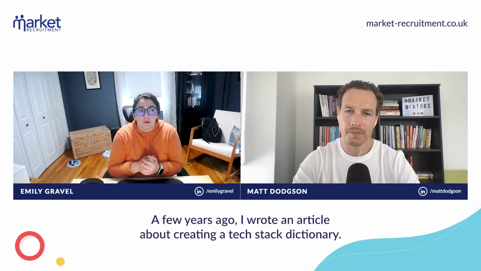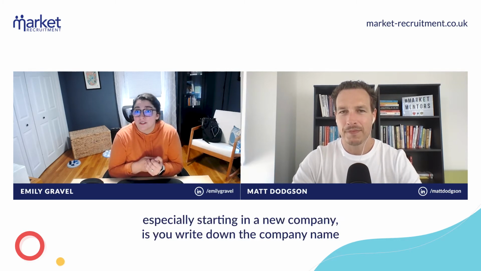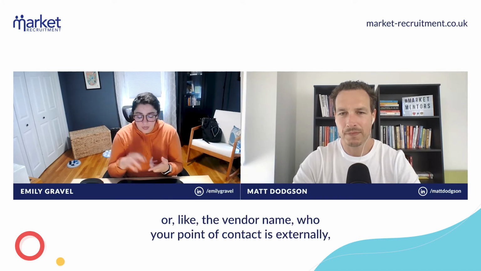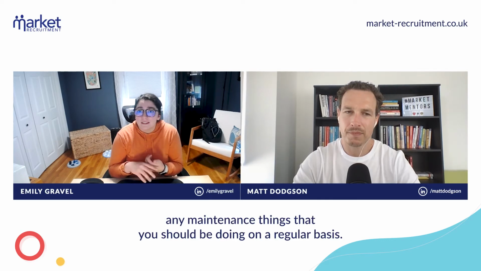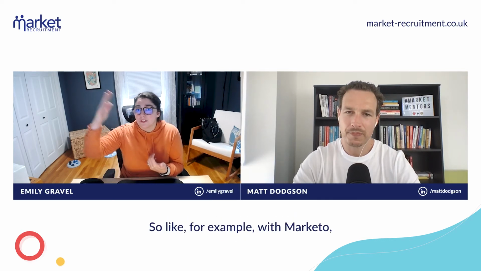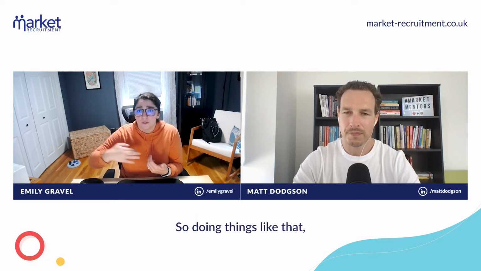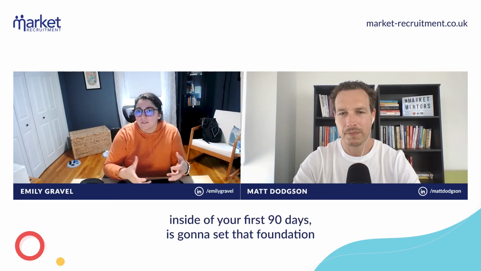A few years ago, I wrote an article about creating a tech stack dictionary. That should be one of the first things that you do, and something I found really helpful, especially when starting in a new company, is you write down the vendor name, who your point of contact is externally and internally, where it's connected, like what other tools it's connected to, and any maintenance things that you should be doing on a regular basis. For example, with Marketo, you should be doing a database purge at the very least once a half. Creating a maintenance calendar and a true tech stack dictionary inside of your first 90 days is going to set that foundation for all the other stuff that you're going to be able to do later on.